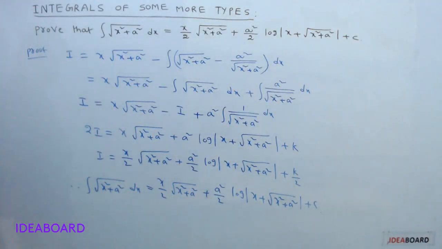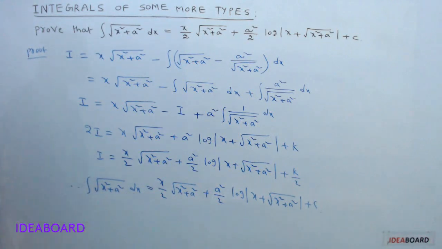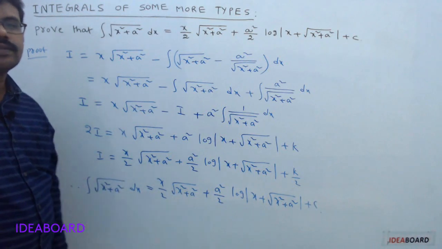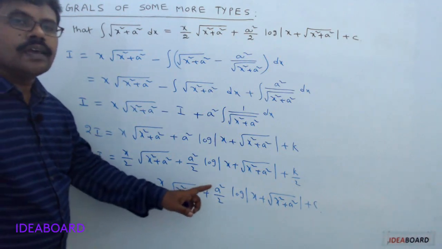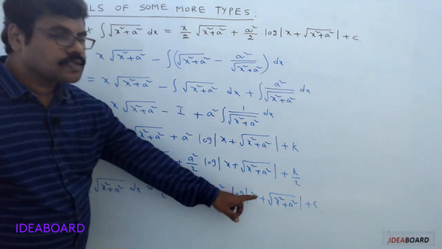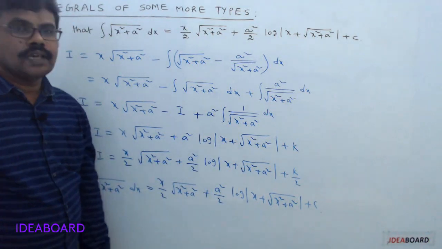So what is the formula? Integral square root of x square plus a square dx equal to x by 2 into square root of x square plus a square plus a square divided by 2 into log mod of x plus square root of x square plus a square plus some constant c.